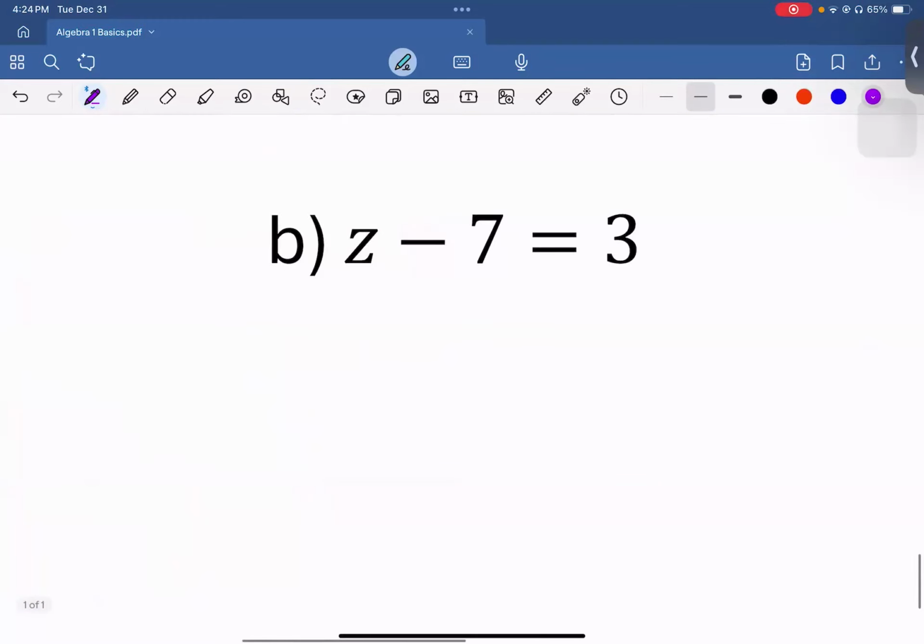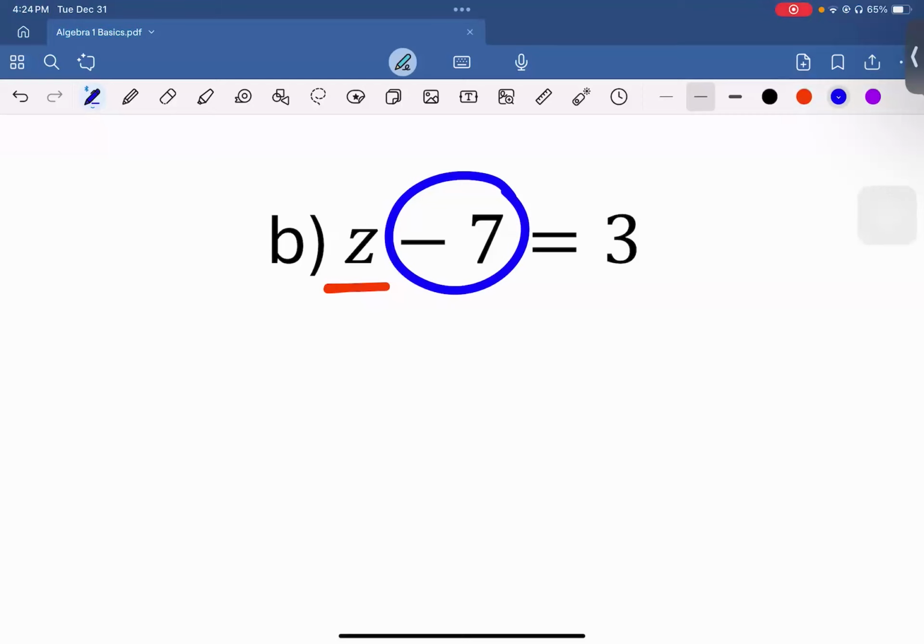For B, we're going to do something a little similar. I have a z here. It's okay if it's not always x. And I'm asking myself, what do I have to move so that my variable is on one side of the equal sign by itself?